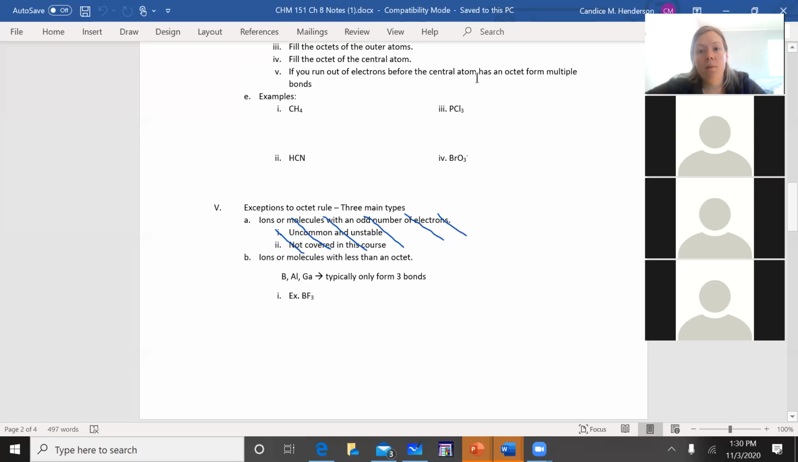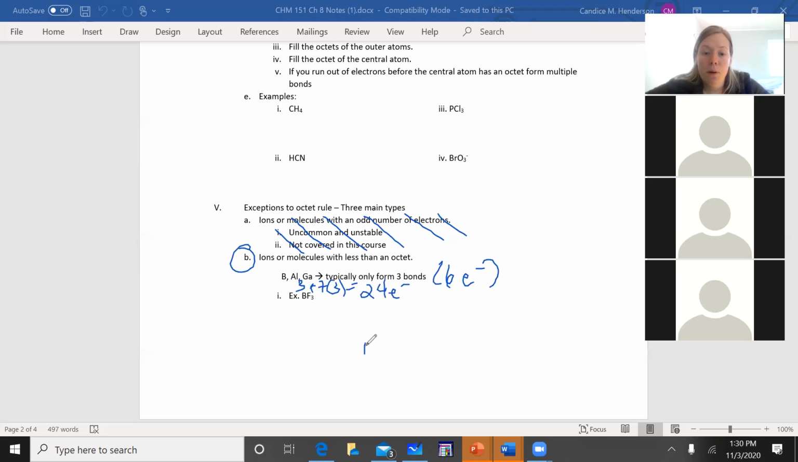Now this you will need to know: there are certain atoms that are happier with less than 8. Specifically, boron, aluminum, and gallium like to form 3 bonds or 6 electrons. Okay. So if we look at BF3, boron is bringing 3 electrons. Fluorine is bringing 7 times 3. This is a total of 24 electrons to mess around with.